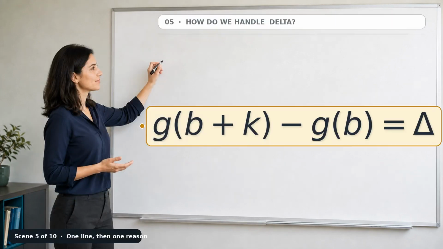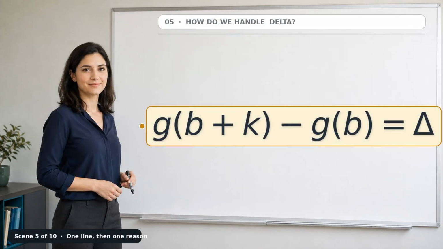Subtract the second line from the first. The result is exactly delta, g of b plus k, minus g of b, equals delta. The 4-term expression has now become the ordinary difference of a 1-variable function. That is the simplification we needed.